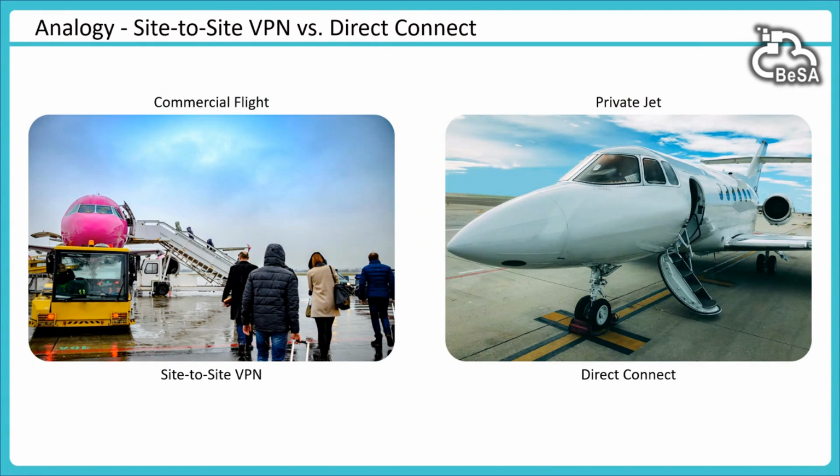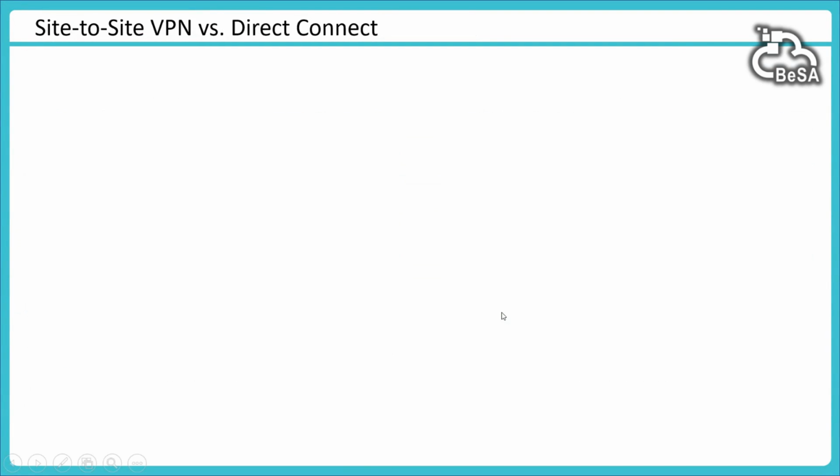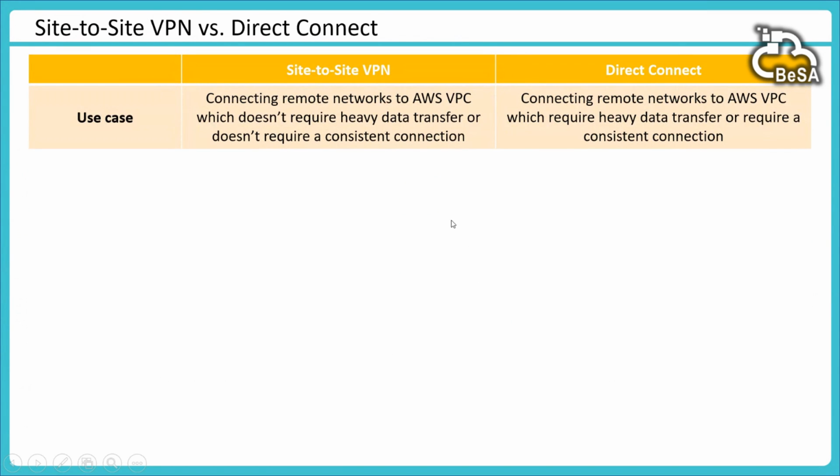Any questions on this before I talk about the differences between them? I do not have time to explain everything, but I'll at least give you the idea about site-to-site VPN and direct connect, some use cases and some technical differences, so you would understand it in a better fashion. So site-to-site VPN and direct connect, what are the use cases for that?